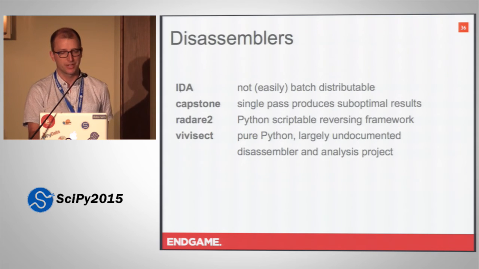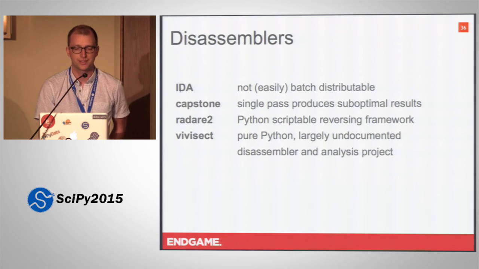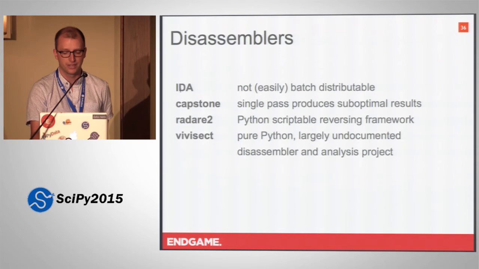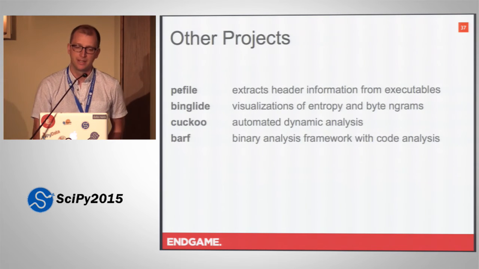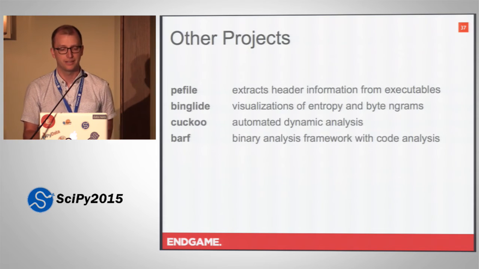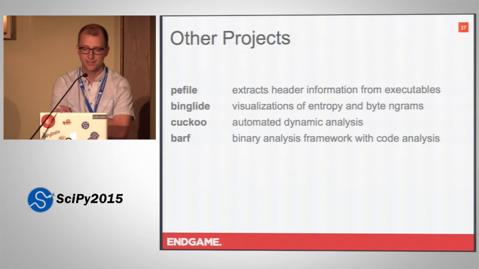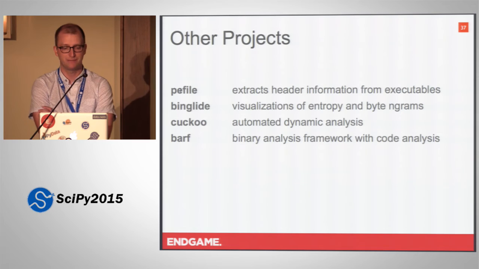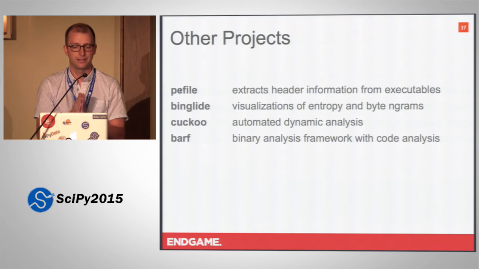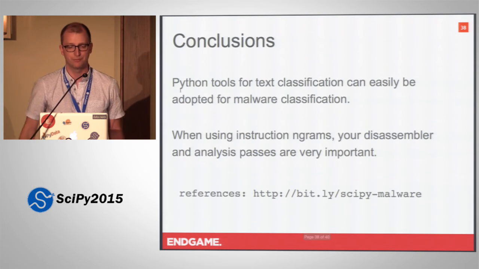So these are some Python projects that do disassembly and include analysis passes that I'm going to be investigating and looking into using in the future. And here are some other projects, again in Python, that I have used to investigate malware. PE file is very popular, and it just extracts general information. And there are links to the other ones in that gist I talked about. There's the link to it right there.